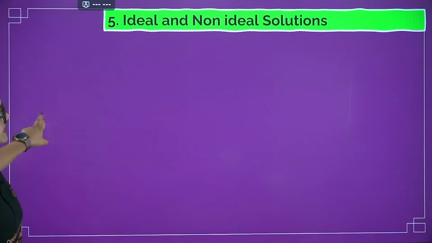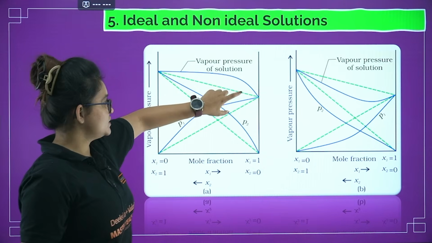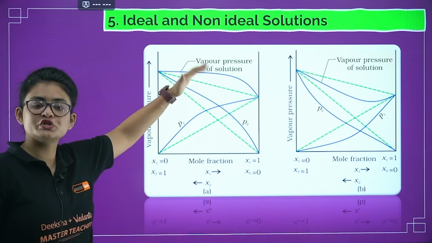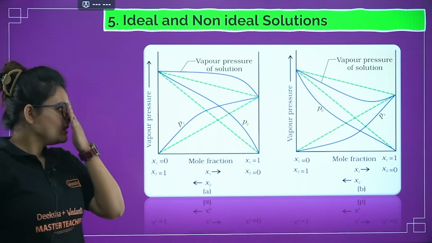Let's proceed. Yes, so this is the graph. This is how it looks. Positive deviation means you can see the curvature is towards the positive end. For this case, it is towards below.